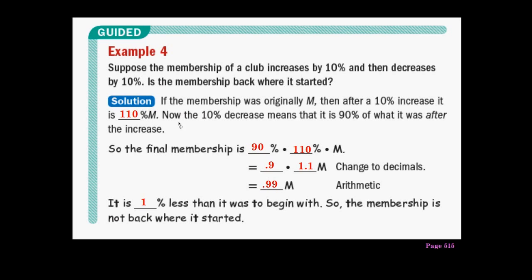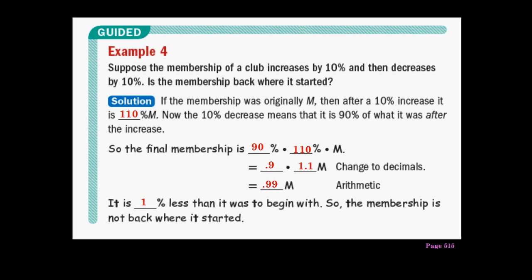So if the membership was originally M, so we use M instead of $100 like we did for Paxton Emporium, then after a 10% increase, we know it would be 110% of M. And then the 10% decrease means that it's 90% of what it was after the increase. So this right here, this is at 110% M. So we're doing 90% of the 110% M, which we would rewrite as decimals, 9/10 and 1 and 1/10, which we would solve out to be 99 hundredths of M.